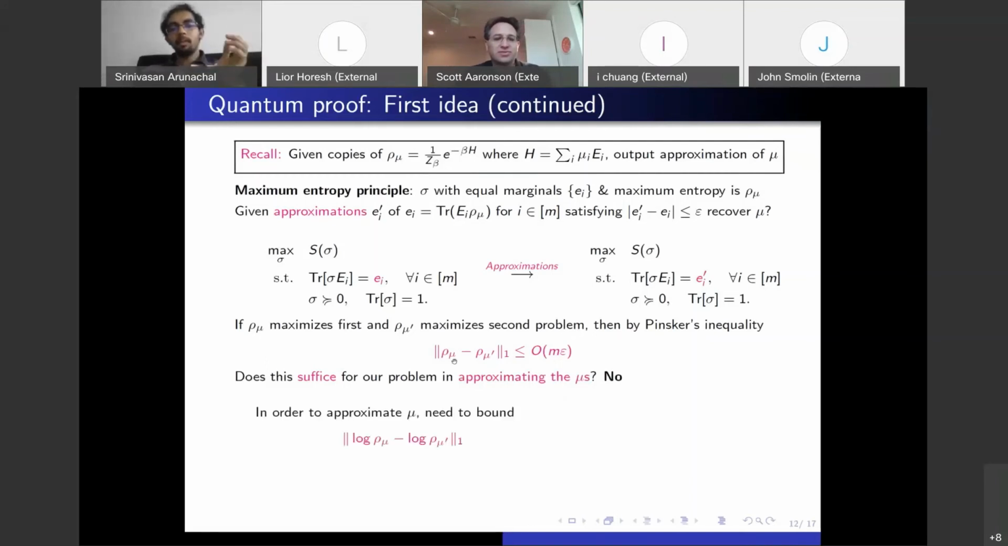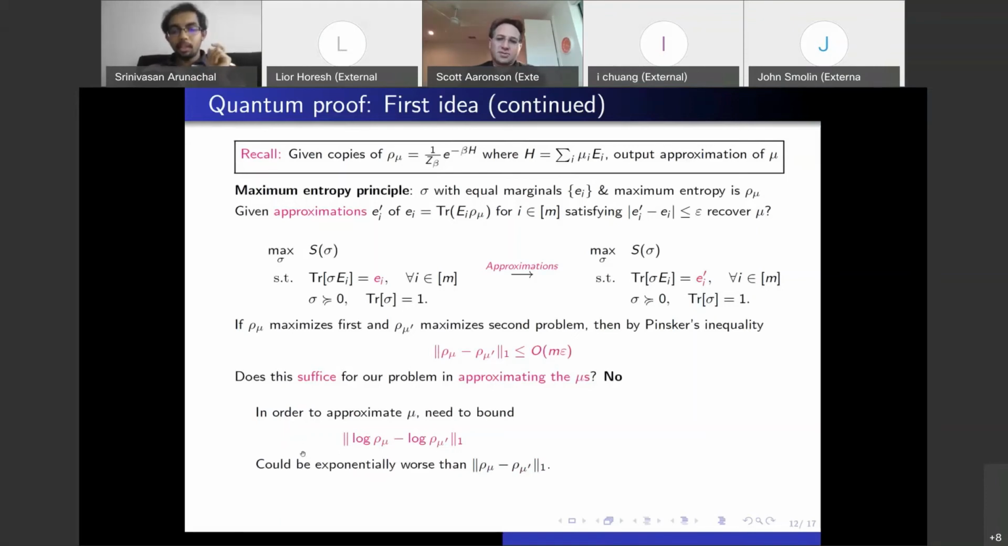Think of it like this: rho mu is nothing but e to the minus beta H, and H depends linearly on mu. So we know rho mu is close to rho mu prime. Let's just take the log of it in some way. Somehow that means log of rho mu would be close to mu, and log of rho mu prime would be close to mu prime. The hope would be to say, okay, if this is true, then this is small as well.